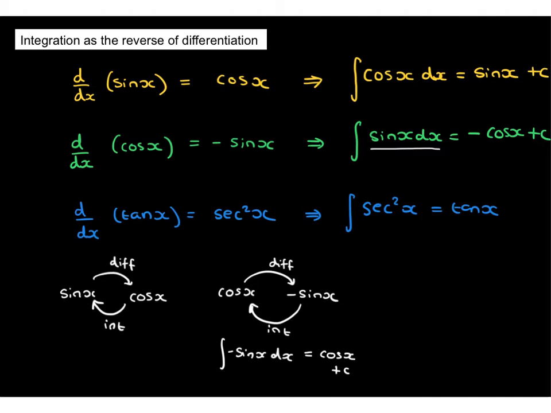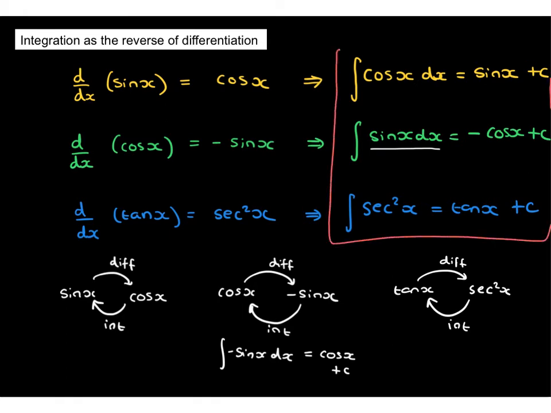And of course, if we differentiate tan x, we get sec squared x, which means integrating sec squared x takes us to tan x. And as I've said, we will learn how to integrate tan x itself a little bit later on. So make sure that you know and have learnt these three results here.